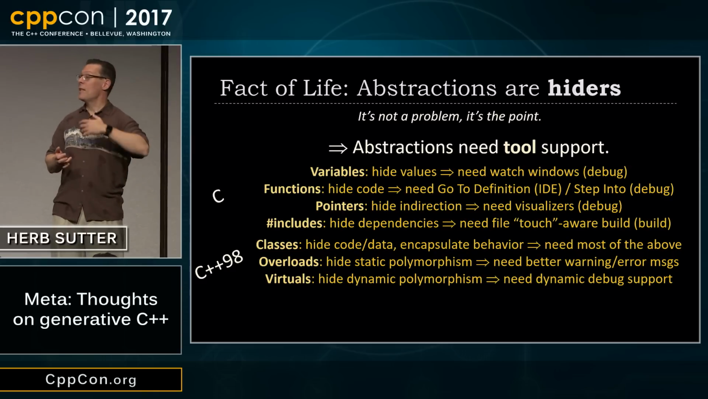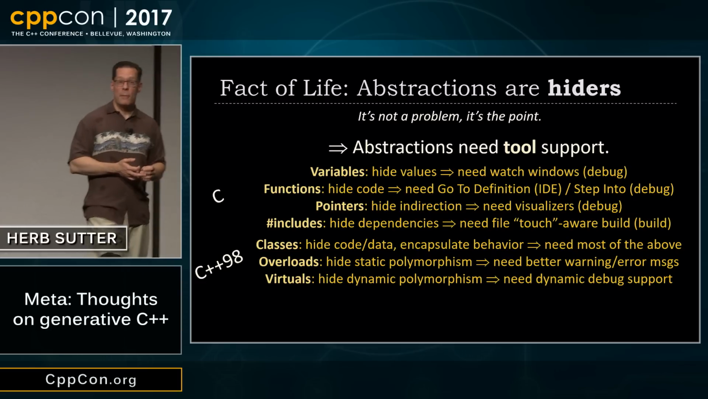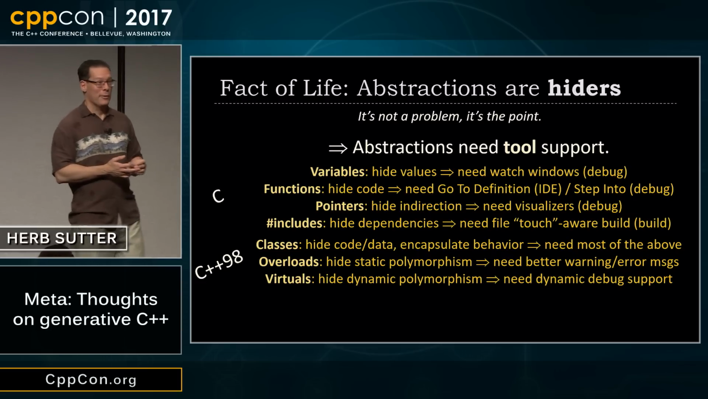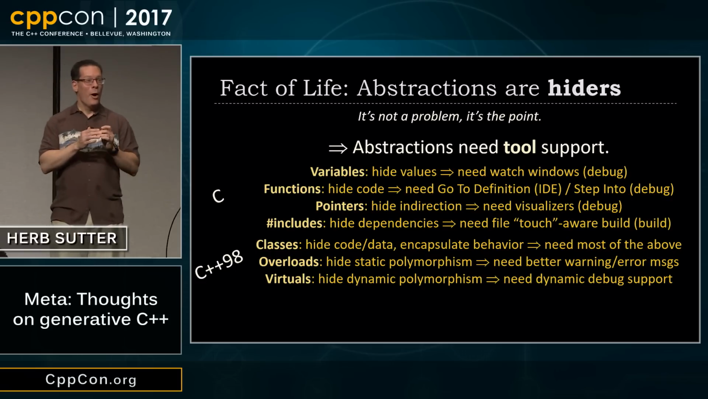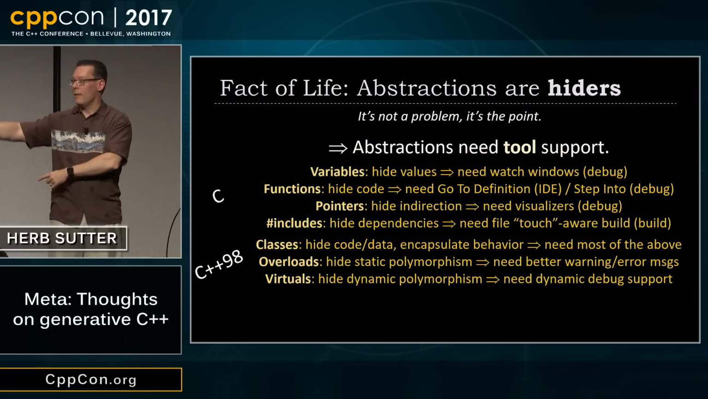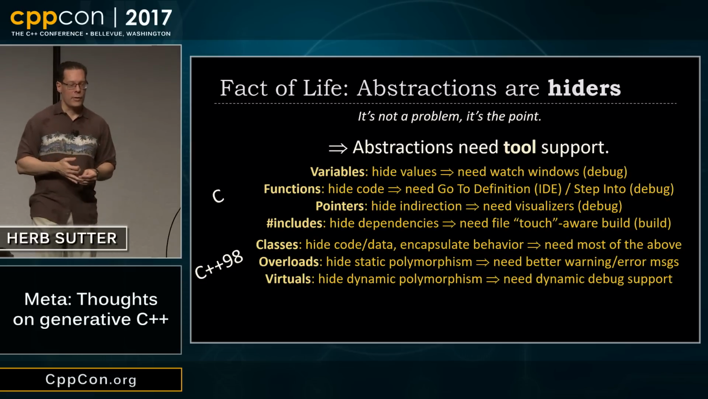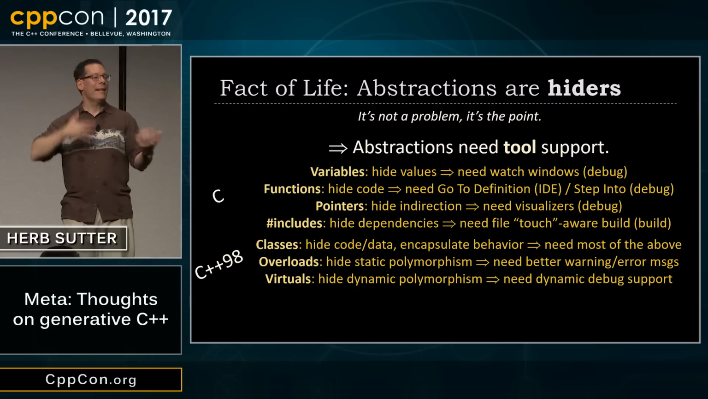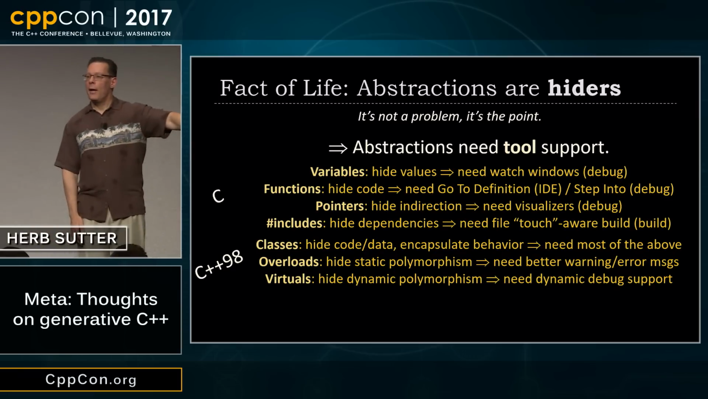I could have said templates, but we always go for that one. Let's say overloads, because that's another form people don't often think about. That means we need better warning and error messages, as if you've had compilers early on that didn't have them, because you want to know, oh, I couldn't call this, but here were the candidates, right? That's important to know. Virtual functions hide dynamic polymorphism. Again, a different kind of tool support. So that's C++ up to about 17, 18 years ago.